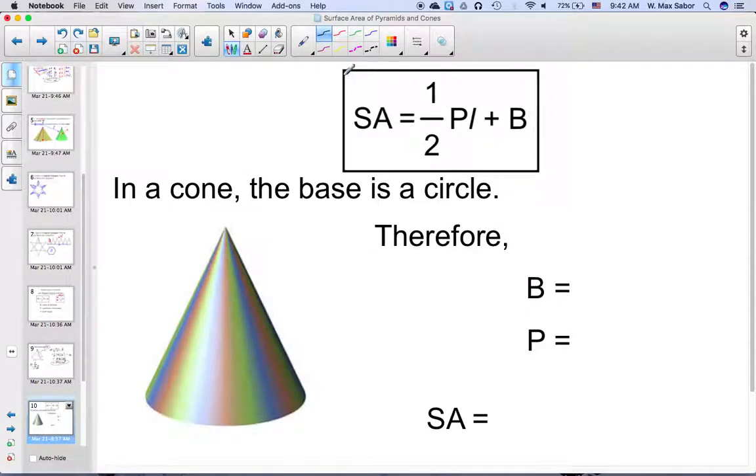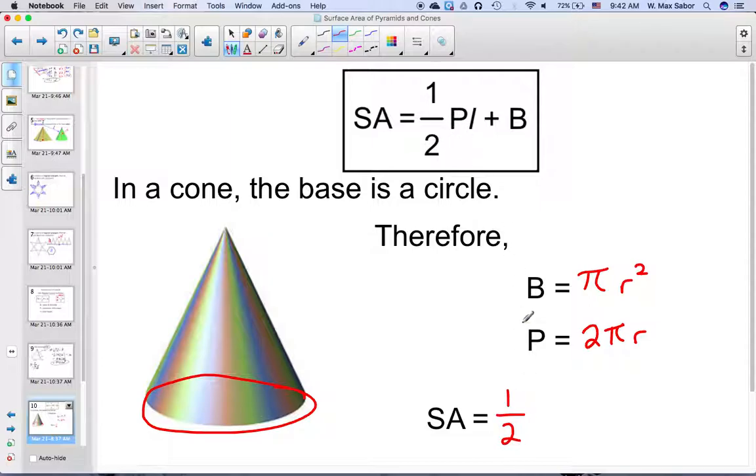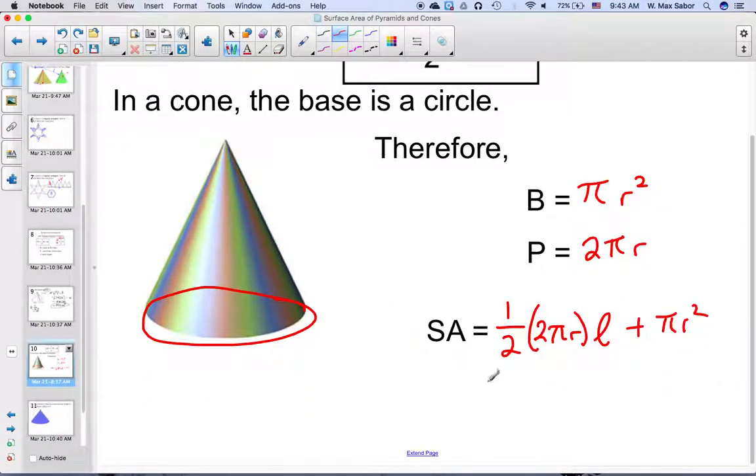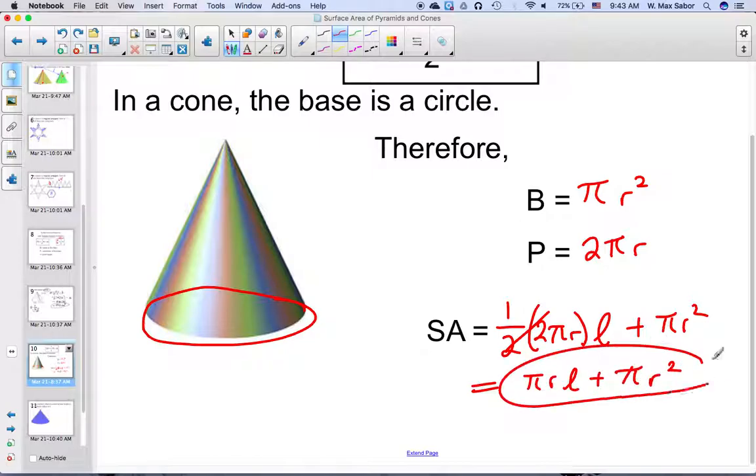In a cone, the base is a circle. You see the circle at the bottom. Therefore, the base is pi r squared, and the perimeter of the base is 2 pi r. When we substitute that in, we have 1/2 times the perimeter, 2 pi r, times the slant height, plus the area of the base, pi r squared. When you simplify that, 1/2 times 2 is 1, so it's pi r times the slant height plus pi r squared.